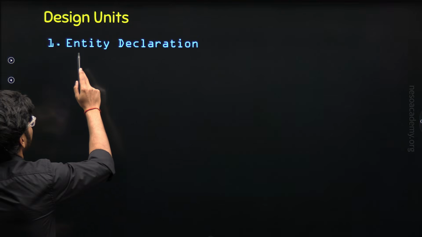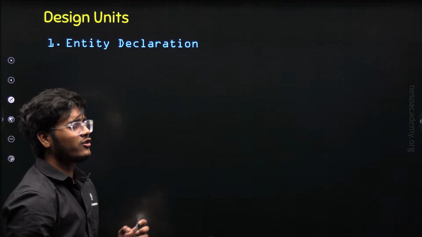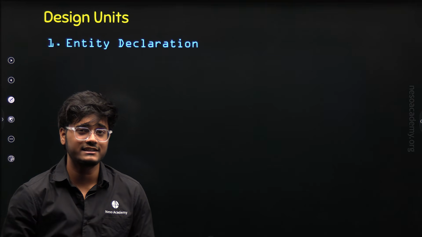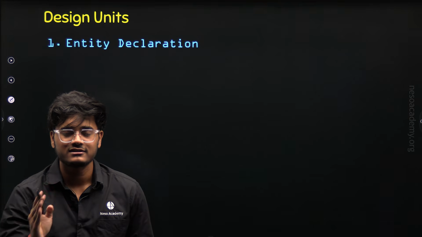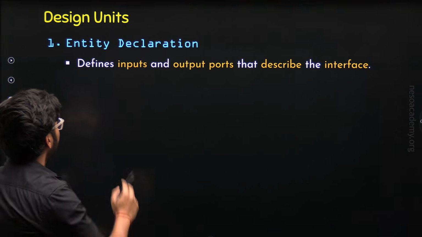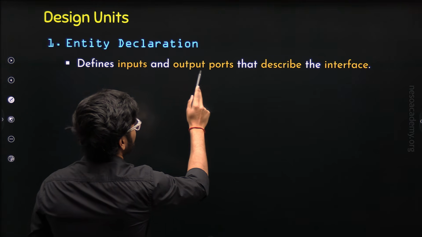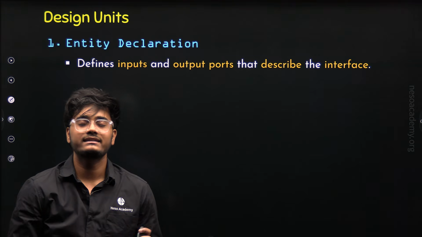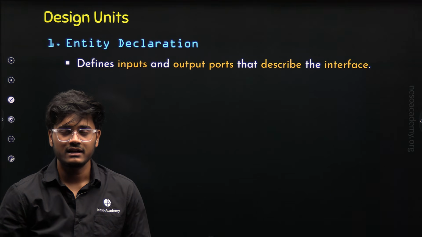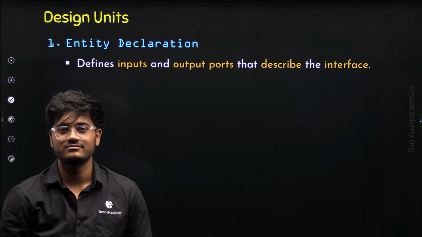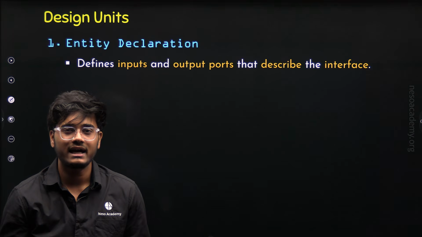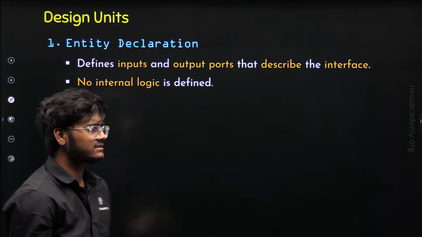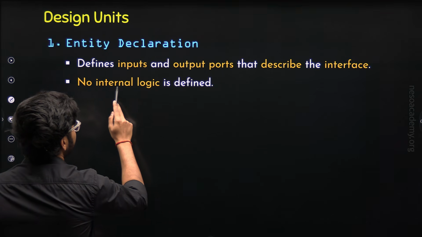The very first is entity declaration. Now we have already covered entity and architecture in detail, and we know what is entity. Entity tells what the system is. So overall, entity defines inputs and output ports that describe the interface. Means entity tells the external view of the system. Consider entity as a black box which describes inputs and outputs of a system, where no logic is defined. Means entity doesn't define any internal logic.